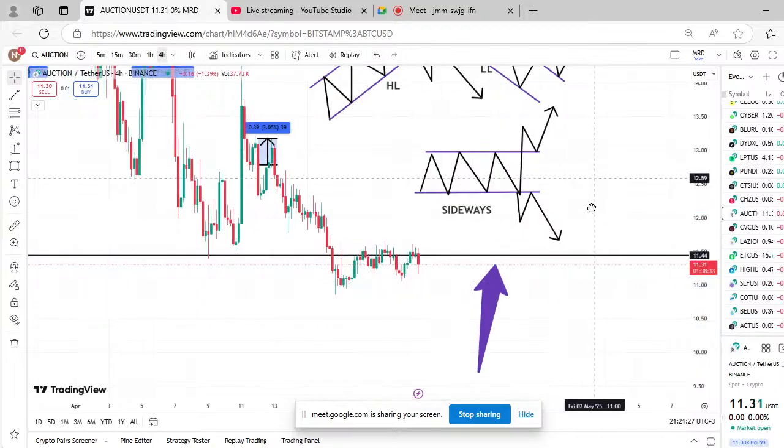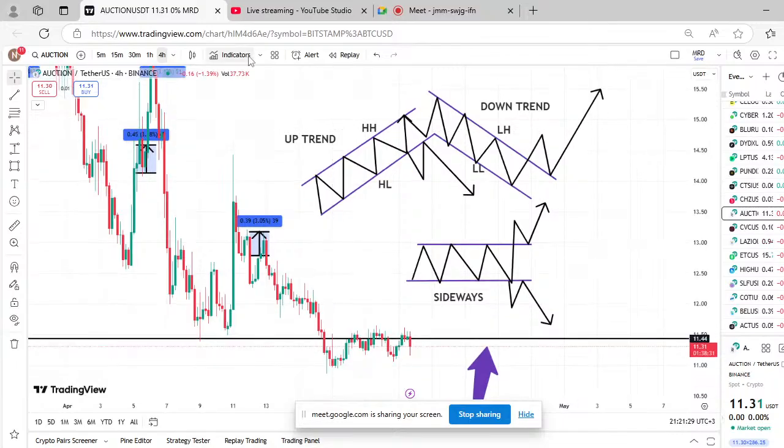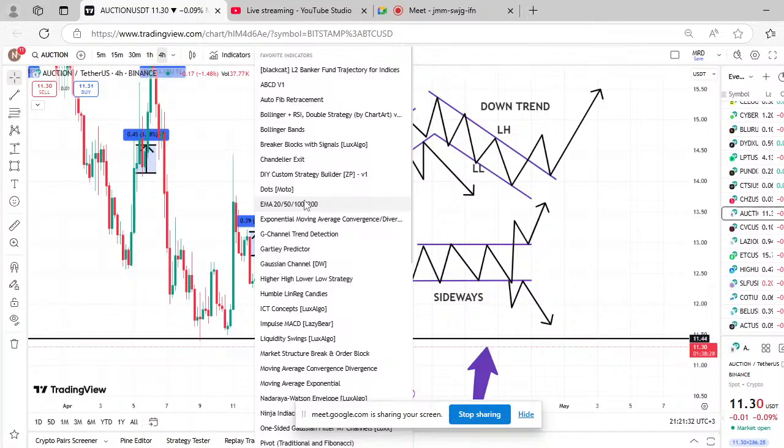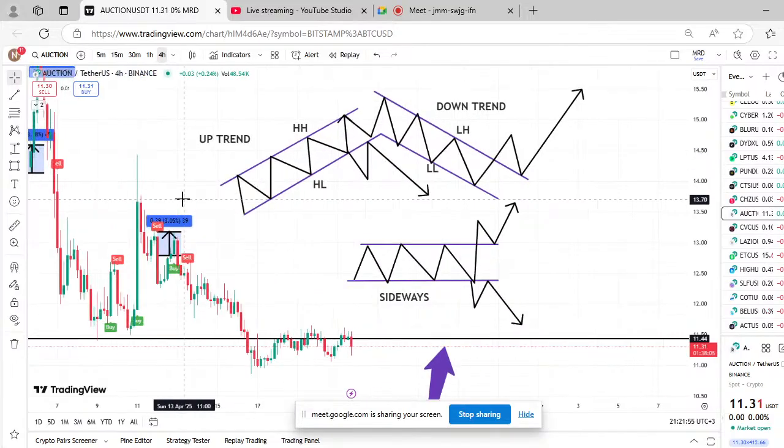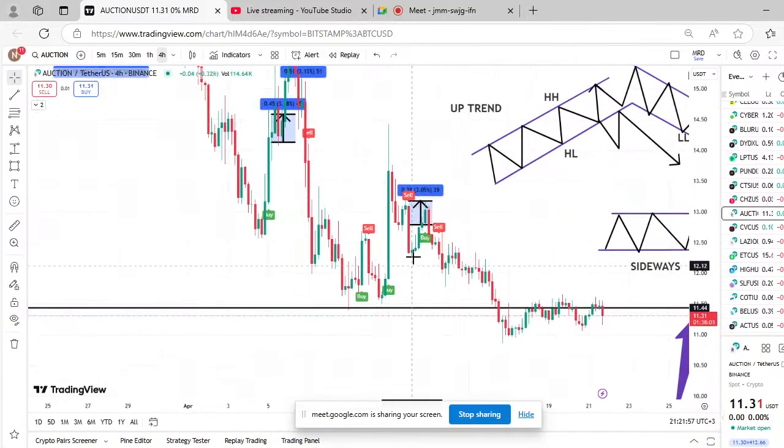Okay, let's put our indicator, because we have to use 30 minutes. The indicator is called Chandelier Exit. You will find it there on your indicator list. Chandelier Exit. We press it once, it will definitely apply on the chart.